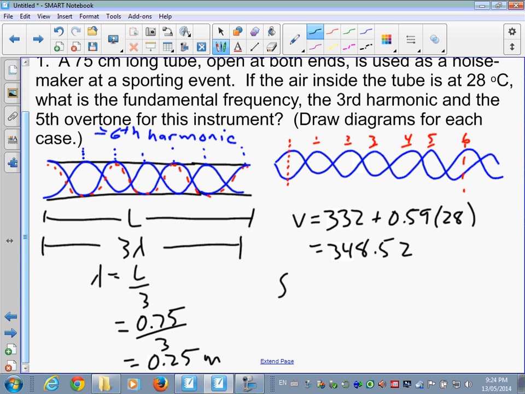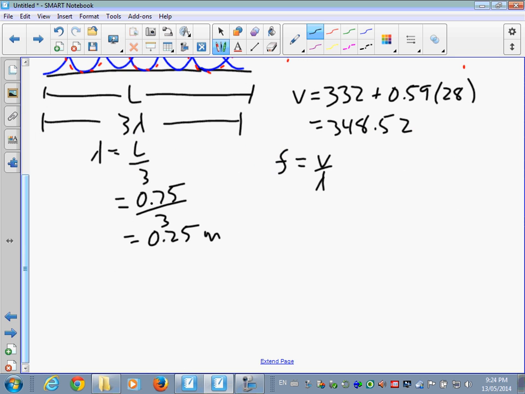So the frequency that you get is the speed divided by the wavelength, which is 348.52 divided by 0.25, which is the same thing as multiplying by 4, and that gives you a frequency of about 1,394 hertz. So in this particular instrument, that fifth overtone would be 1,394 hertz.